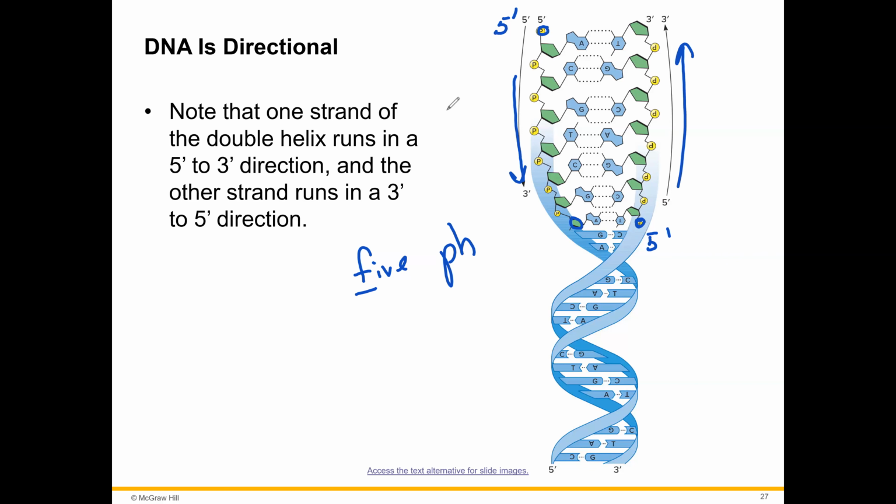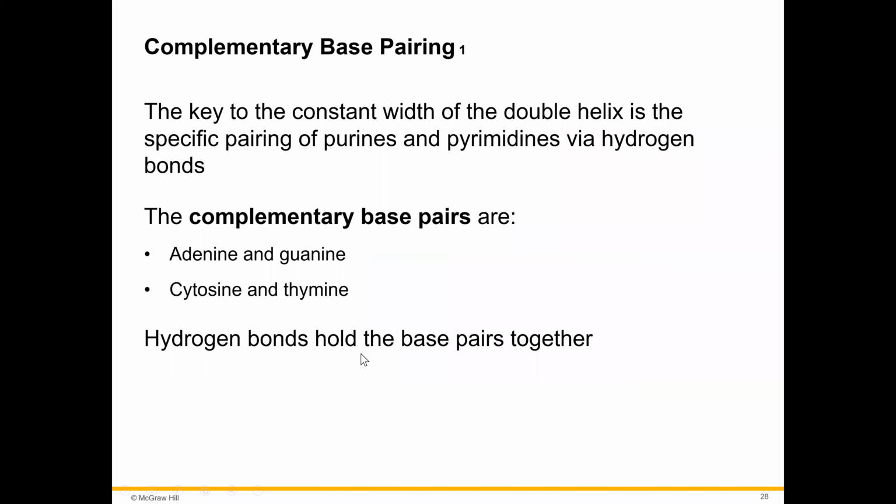Note that one strand of a double helix runs in a 5 to 3 direction, and the other strand runs in a 3 to 5 direction. So we start with carbon number 3, and then it runs to 5. That's how this double helix is anti-parallel, and it will be important when we start talking about DNA replication.